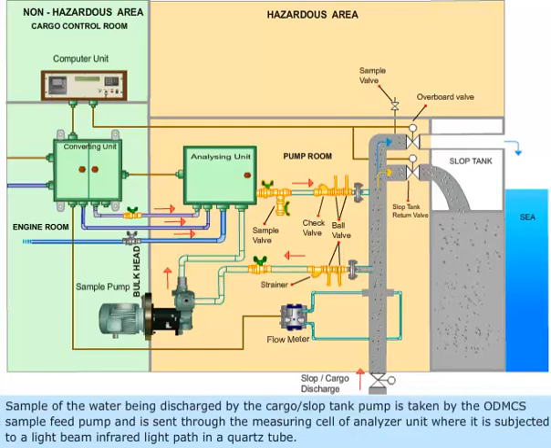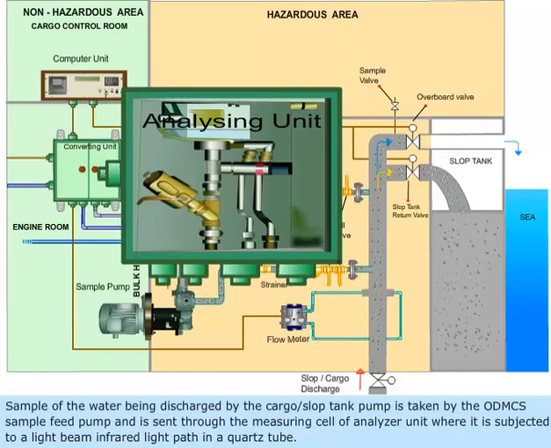A sample of the water being discharged by the cargo or slop tank pump is taken by the ODMCS sample feed pump, and it is sent through the measuring cell of the analyzer unit, where it is subjected to a light beam, an infrared light path in a quartz tube.